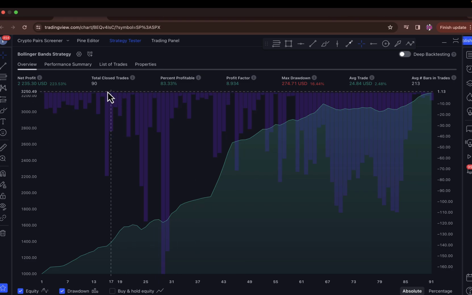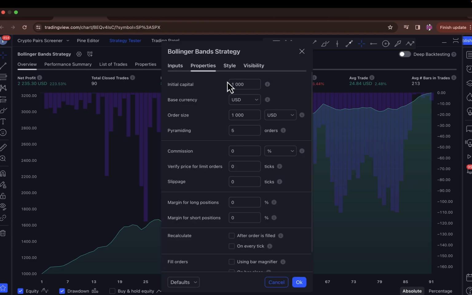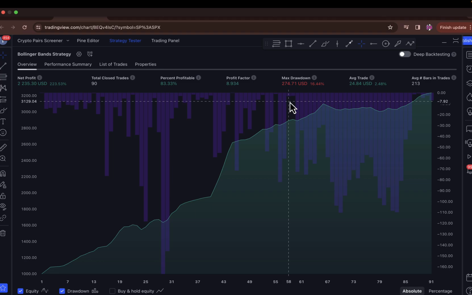Let me show you. So this is a 1K account, and this strategy has flipped it into over a 2K profit. Take a look at the profit. This is 2K. It took 90 trades, 83.33 profitability ratio, 8.9 profit factor, and this is the drawdown from a 1K account. That's the initial capital, 1K. So I'm going to get into the details. I'm going to show you everything.